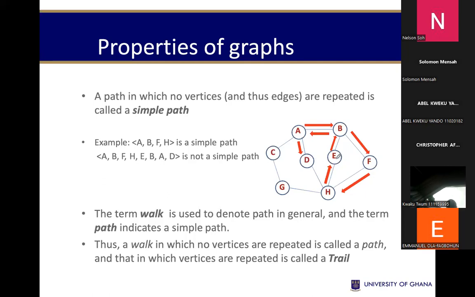A, B, F, sorry, H. Then we go to E. Then I come to pick B, which has already been written. Then I go back to A, and I come to D. So realize that in this case, vertices B, A, D have been repeated. And when we have such a scenario, we can call it a trail.